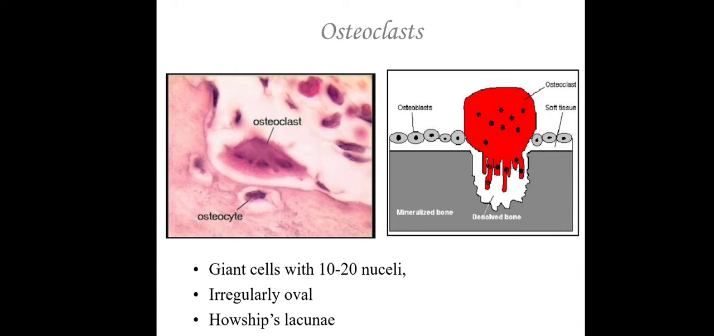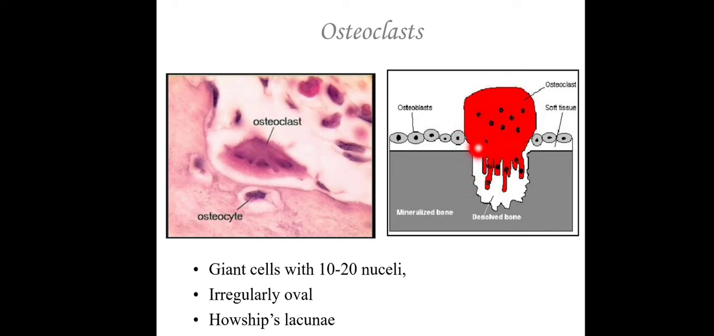Osteoclasts are multinucleated giant cells which are found associated with the tooth or bone surface, along with concavities on the bone surface known as Howship's lacunae. These concavities are usually representative of bone resorption that has already started. You will see giant cells.